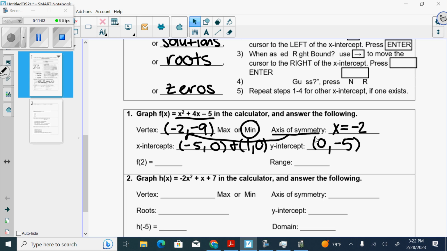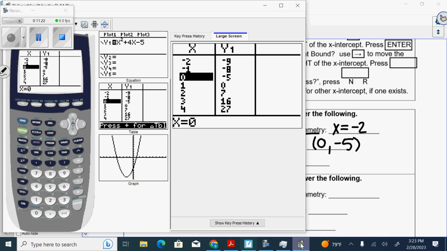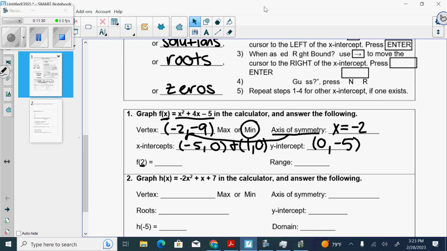Okay, the next one says to find f of 2. So what letter is normally in the parenthesis there? X, right. So they replaced x with 2, and they're asking, what do you get? So again, I'm just going to go to my table. They said x was what? 2. So I find 2 in my table, and what do we get? 7. So that's what I put here.